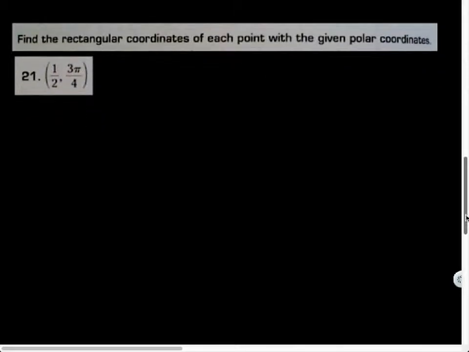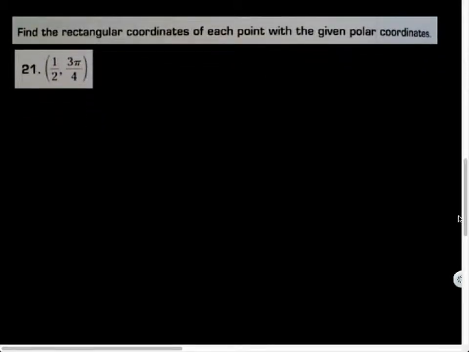Let's take a look at this next one. Can we do it the other way? Find the rectangular coordinates of each point given the polar coordinates. This will require me to know this little fact: x is equal to r times cosine theta, and y is equal to r times sine of theta.